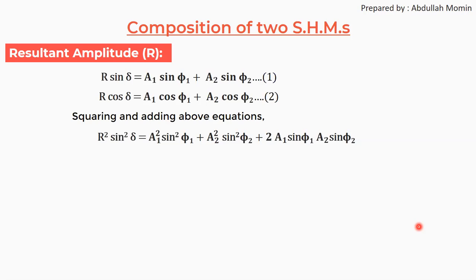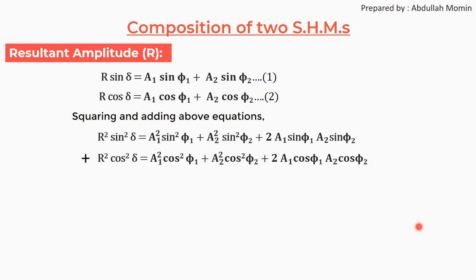Similarly, we are going to square equation number 2 also, and it can be written as r square cos square delta is equal to a1 square cos square phi 1 plus a2 square cos square phi 2 plus 2a1 cos phi 1 into a2 cos phi 2.